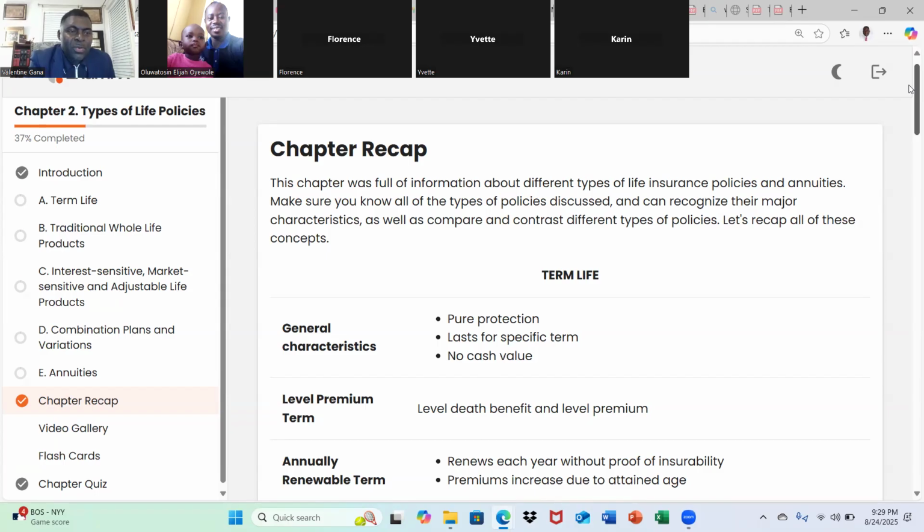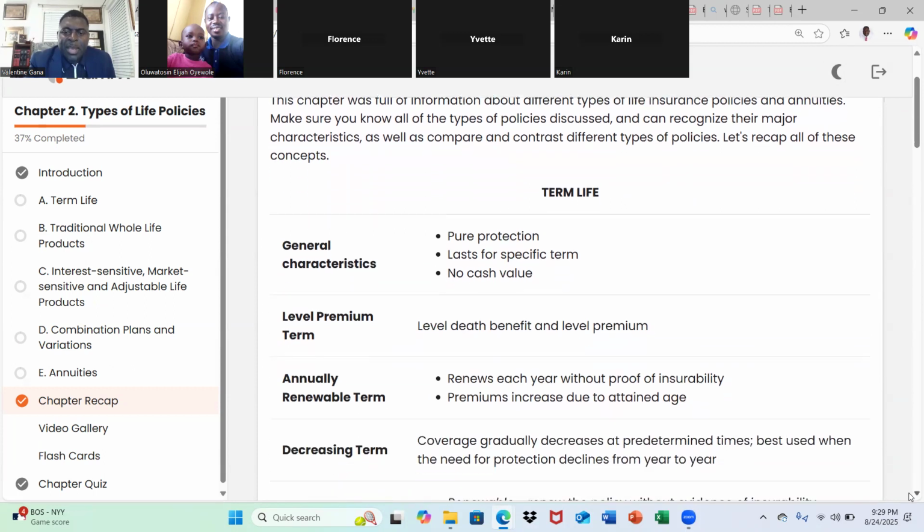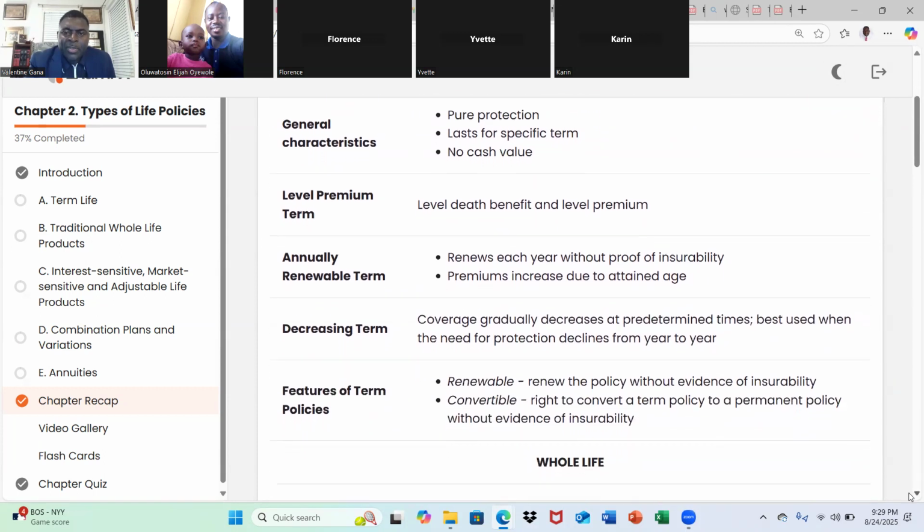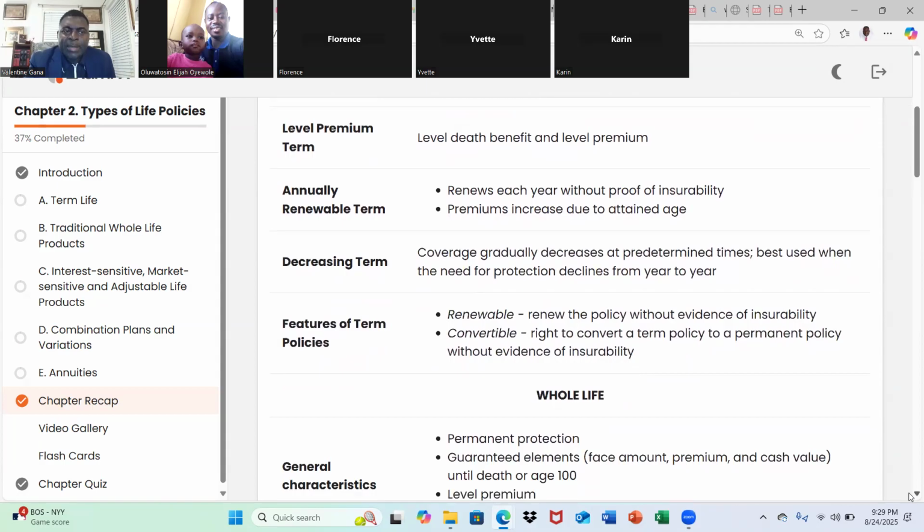The other thing to note, to observe and to recognize about term policies is that they do not accumulate cash. Term policies do not accumulate cash. They have a level premium and a level death benefit. So pay attention to that. Term policies are level premium policies with level death benefits.